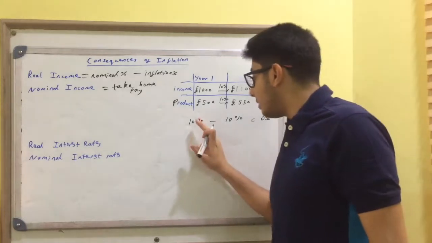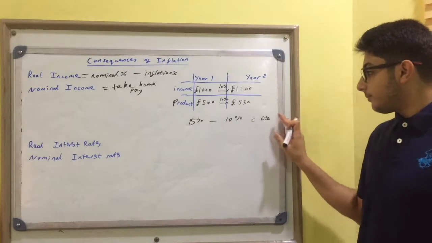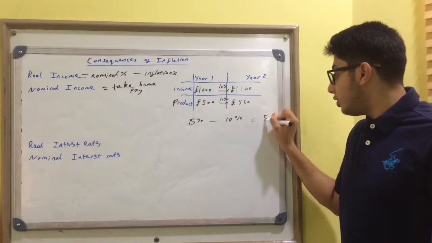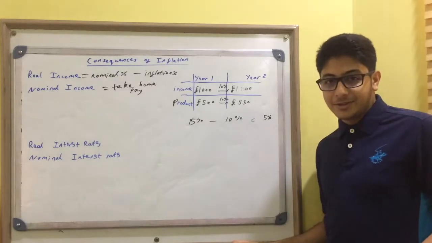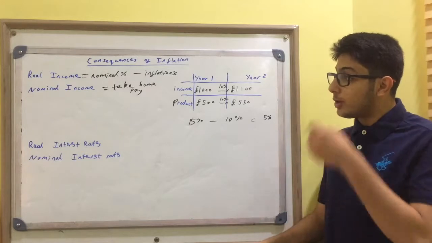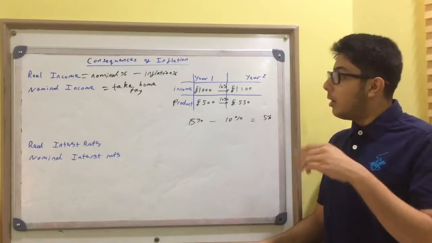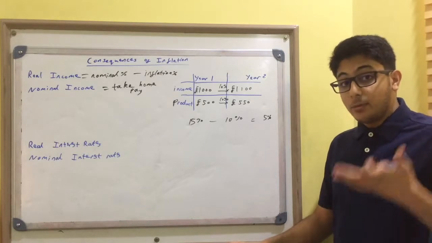Now if nominal income increase is bigger than the rate of inflation, then your real income will have increased. You will have benefited from this inflation. Okay, that usually happens with the rich people like bankers. Your increase in real income will be higher than inflation. So your standard of living will get better.